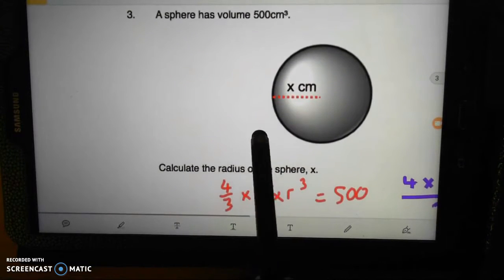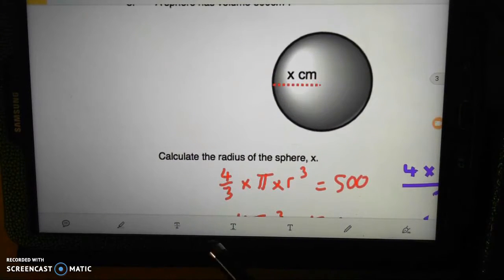So we start off by writing the formula for the volume of a sphere, which is 4 over 3 times pi times r cubed is 500. So 4 over 3 times pi times the radius cubed will give us the volume. In this case, we know the volume is 500 centimeter cubed, but we don't know what the radius is, so we leave it as r cubed.